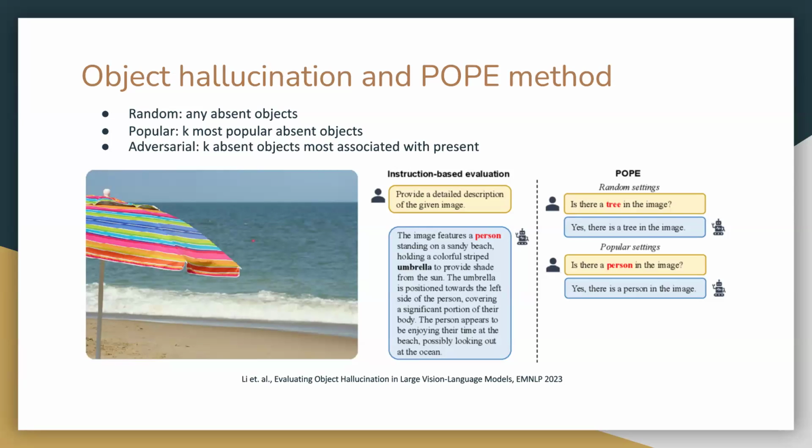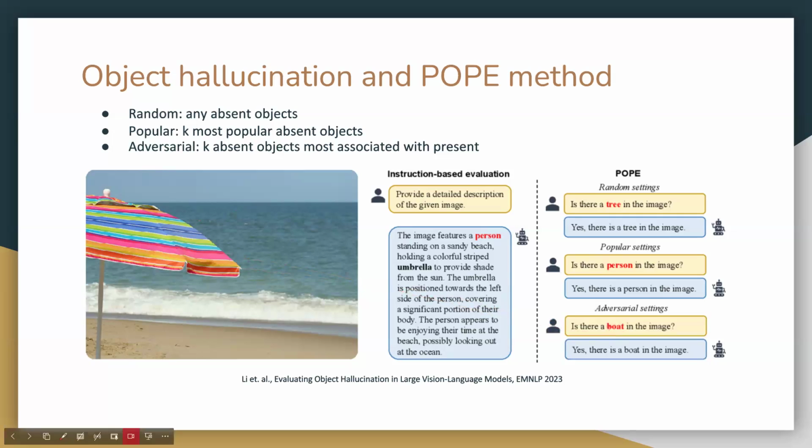Lastly, there's an adversarial setting where, instead of only being concerned with popular objects, they are objects that are popular relative to the objects that are present. So what that means is that, given you have this object, an umbrella, instead of only caring about how frequently an object occurs in the data set, it is how frequently that object occurs alongside an umbrella. So for example, a boat might show up frequently with an umbrella on the beach due to its similarity in terms of the scenes they'd be common in.